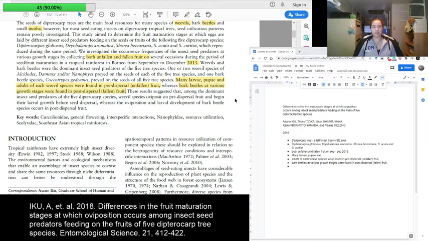And we'll highlight that. So these results suggested that among the dominant insect seed predators of the 5 dipterocarp species, weevil species oviposit on predispersal fruit and begin their larval growth before seed dispersal, whereas the oviposition and larval development of bark beetle species occurs post-fruit dispersal.